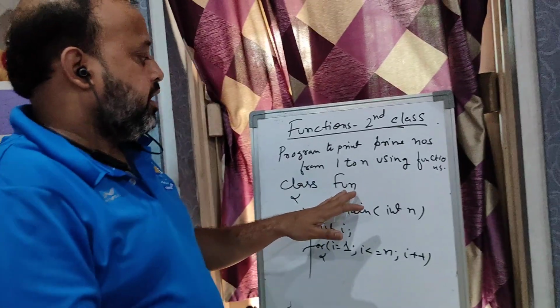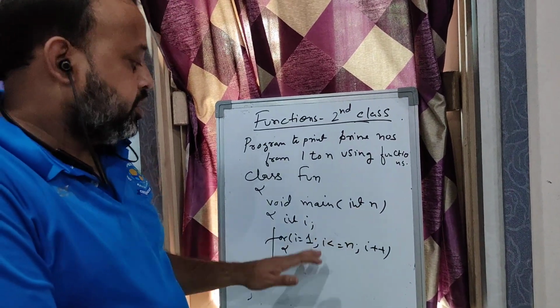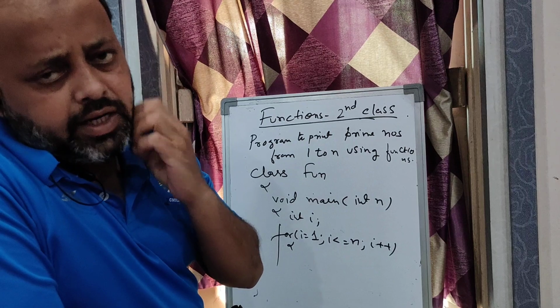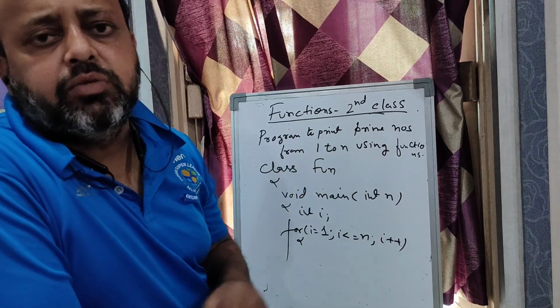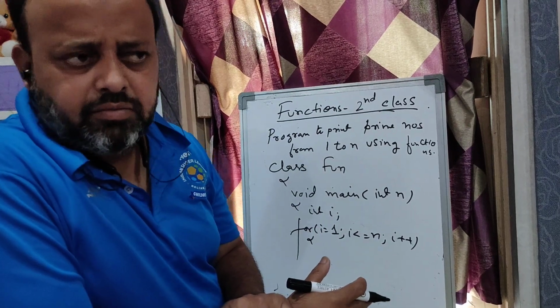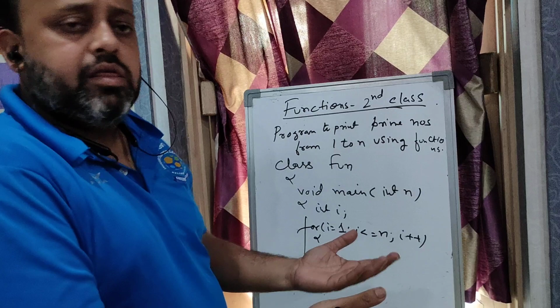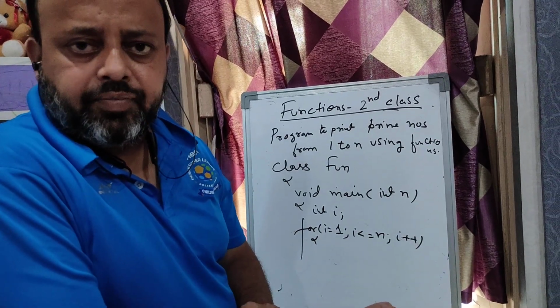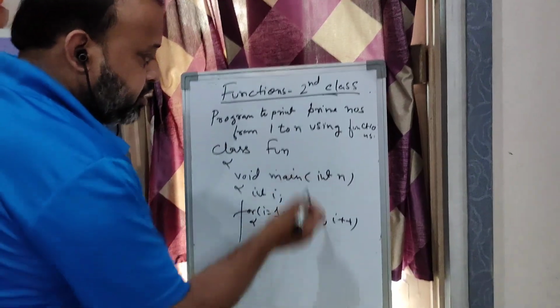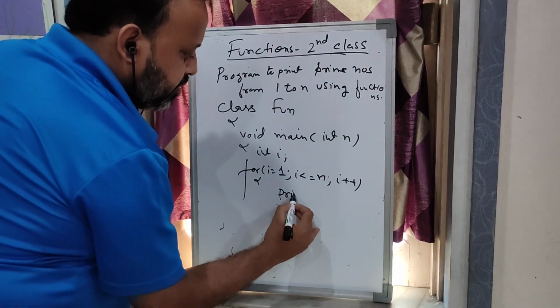Now I have taken class fun, taken a function main, n is my input, and started a loop from 1 till n. Why 1 till n? As you know, because we need prime numbers from 1 till n, and I can have any method name. It can be my name also. I can have the method name Ajam or anything, right? But since we are looking for prime numbers, I am calling a method called prime.